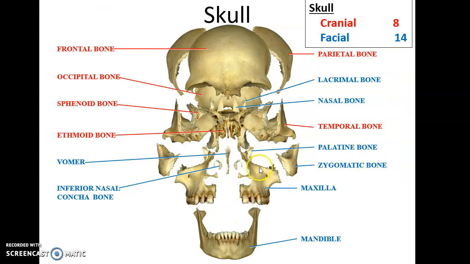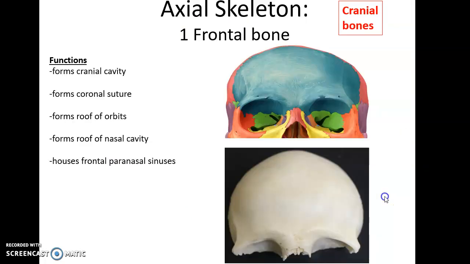Again, here is the skull. It's 22 bones. 8 of those bones are called cranial bones because they help form the cranial cavity. The other 14 are facial bones because they help to form the face. We will start with the cranial bones.